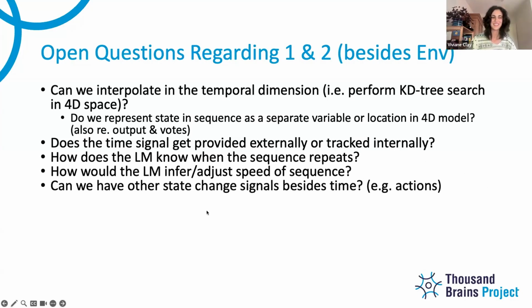Okay, I'll go on with the questions before we drift off to voting again. Another question is, can we have other state change signals besides time? For example, actions, other things that get us from one slice to the next slice. I don't think we necessarily need to answer this for the first implementation or first prototype, but it's still an interesting question to think about for the general design.